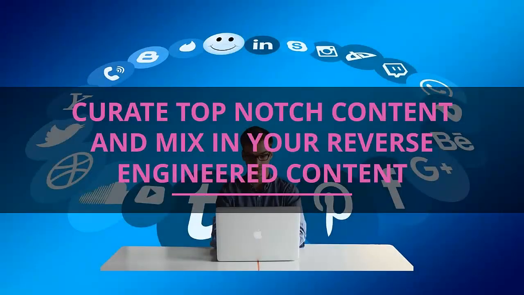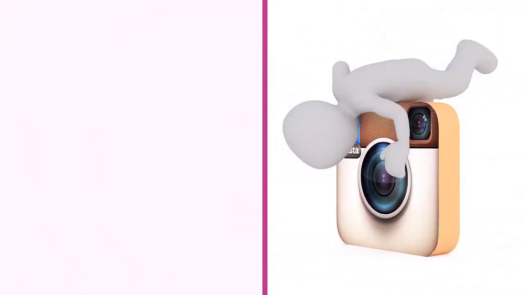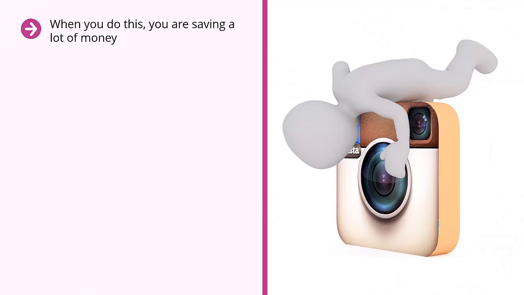Curate top-notch content, and mix in your reverse-engineered content. Now that you have a clear idea of the themes of your competitors' most successful content, look for third-party content that non-competitors or lower-level competitors produce that meet these themes. When you do this, you're saving a lot of money. You obviously don't have to create this content. Instead, you're just simply sharing it.